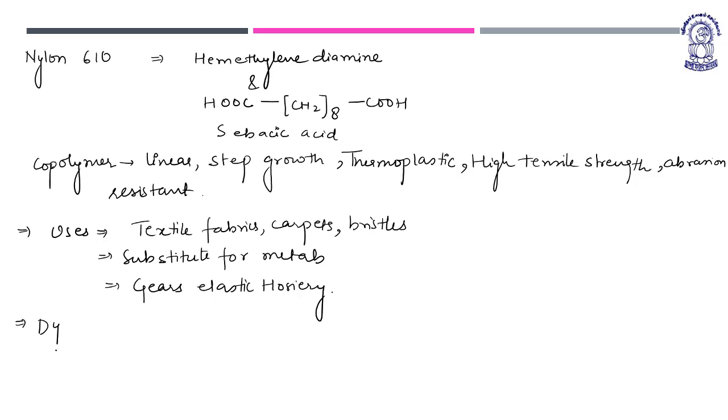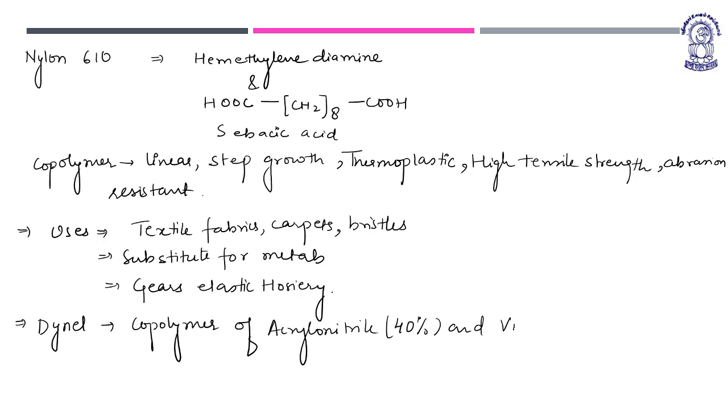Another copolymer, Dynel, a copolymer of acrylonitrile, 40%, and vinyl chloride, 60%. It is used to make hair wigs, artificial hair wigs.